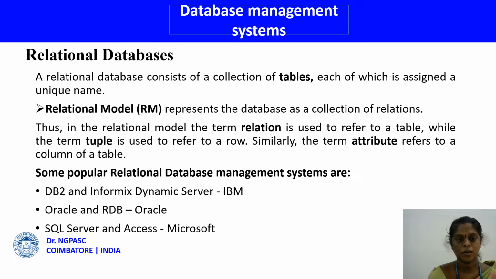Thus in the relational model, the term relation is used to refer to a table, while the term tuple is used to refer to a row. Similarly, the term attribute refers to a column of a table. So every row of a table is called a tuple, and the term attribute refers to the fields or columns in the table. These are the things we must know in the relational model.